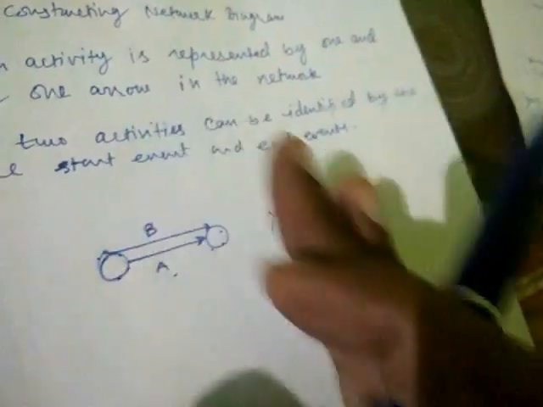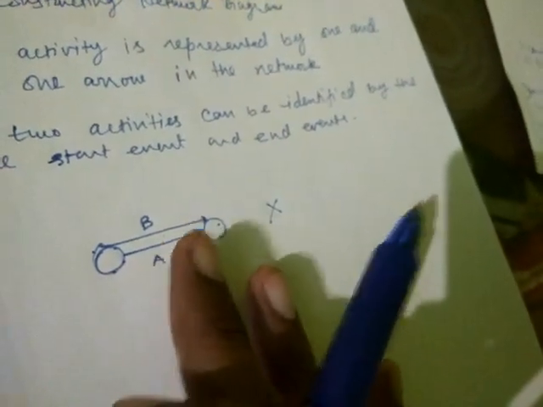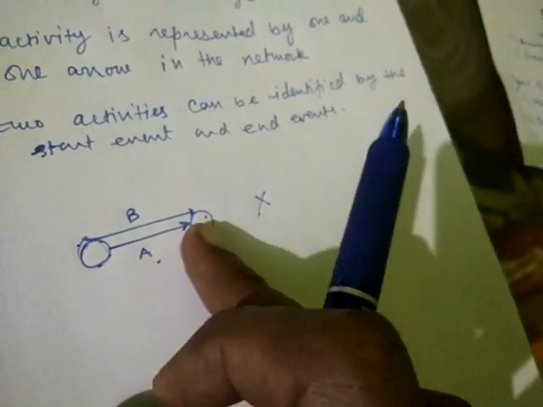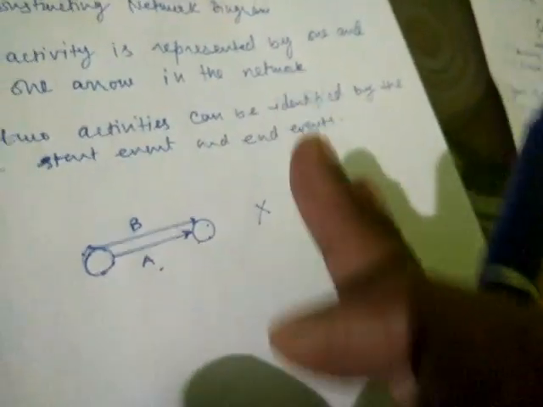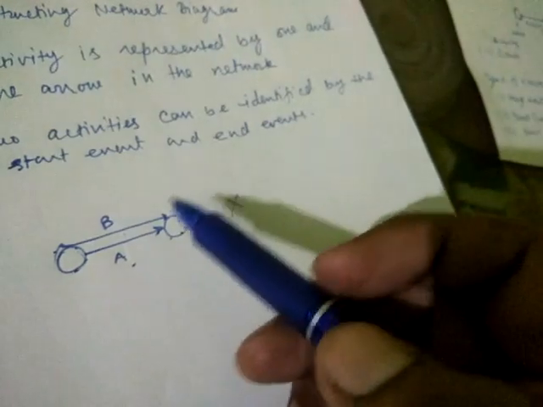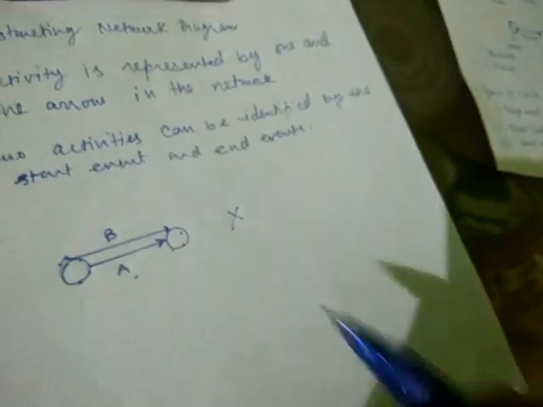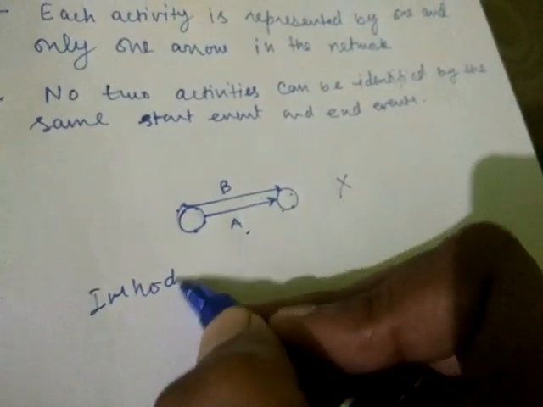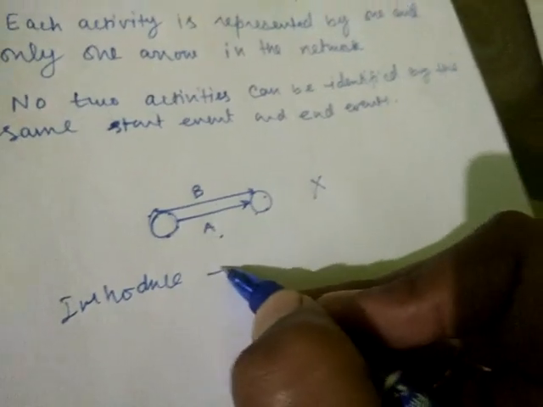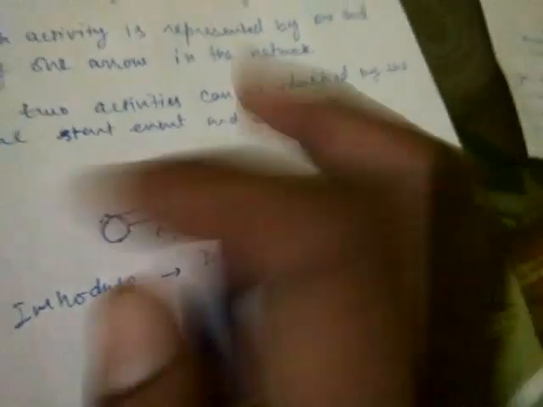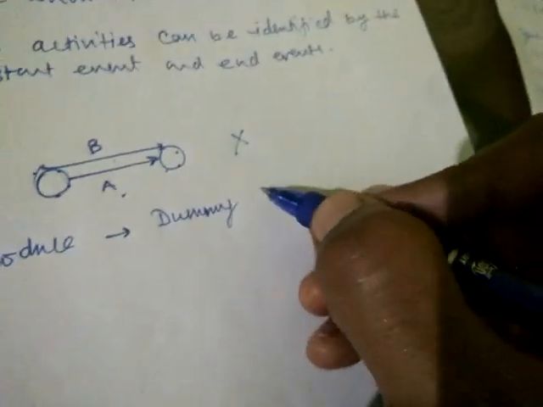Because in practical life, in real life, it may be true that the starting point and end point of more than one activity could be the same. But when it comes to making a network diagram, to avoid that complexity, one thing is done: we introduce a dummy activity. Its only purpose is to make this diagram clear, nothing else.